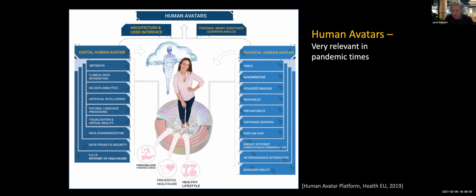Now, human avatars to me are very relevant in these pandemic times. We already know that, for instance, if you want to observe COVID, there's a whole bunch of factors that can show onset of COVID. It could be blood oxygenation, breathing rate, heart rate, temperature, or a variety of other things.